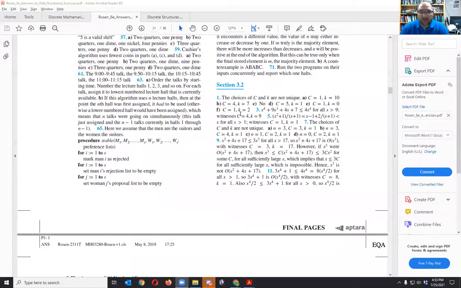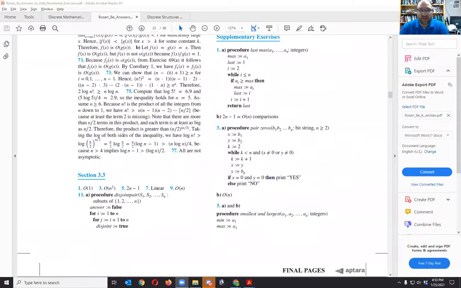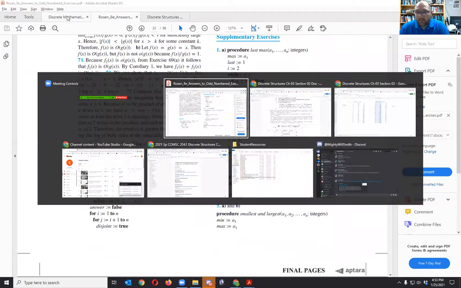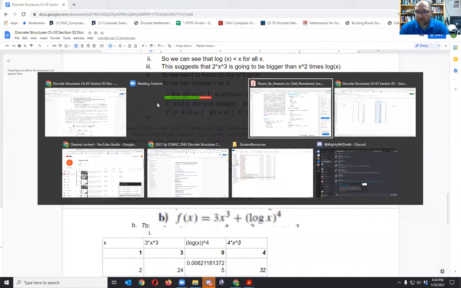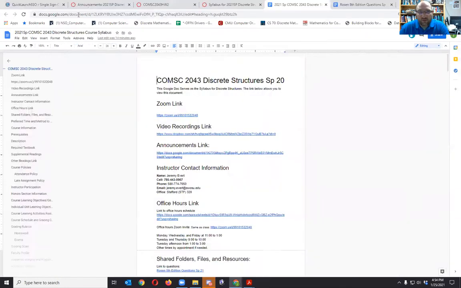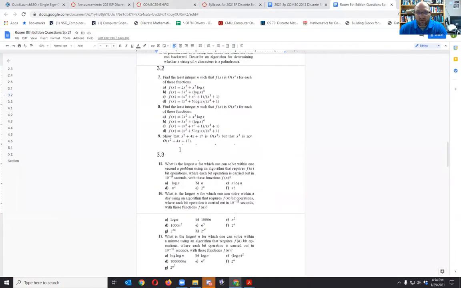I'll go ahead and get my screen shared here. Okay, so I want to talk about section 3.3 with you for just a second. I was doing some work. Let's see if I can get to the right spot. There we go. So section 3.3, we're going to be doing problem number 15. Let's see if we can find 3.3.15.